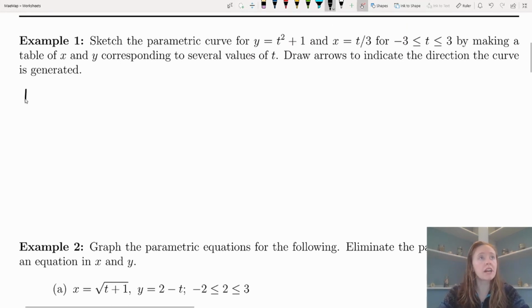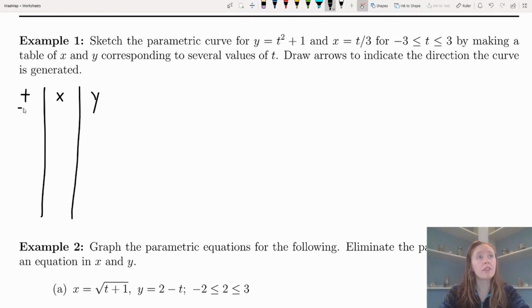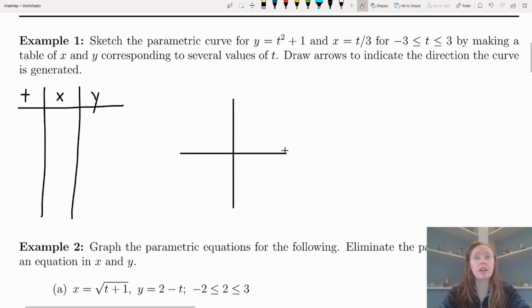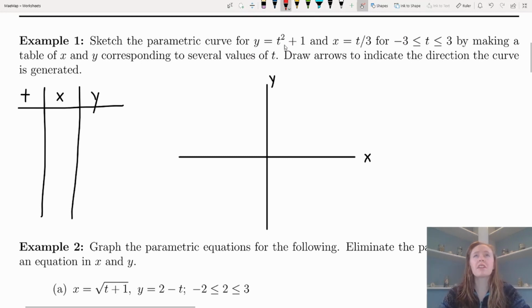So here I'm going to have t, then I'm going to do x values, and then I'm going to do y values. Now for my graph though, I want that to just be my usual xy coordinate system. So let me go ahead and graph that. All right, let's start with a t value of negative 3. And then we'll do a t value of negative 2, negative 1, 0, 1, 2, and 3.